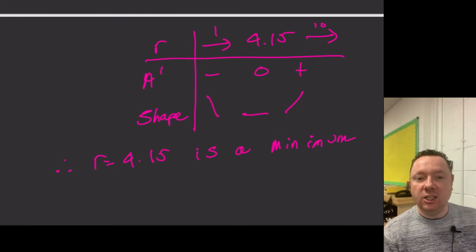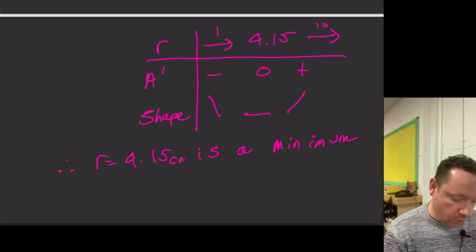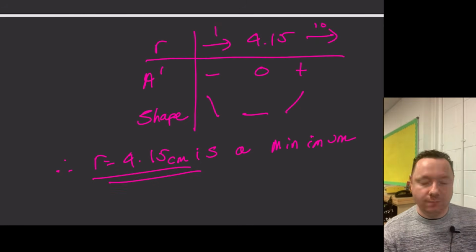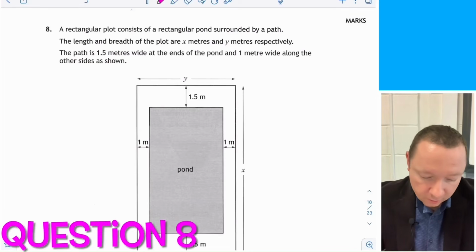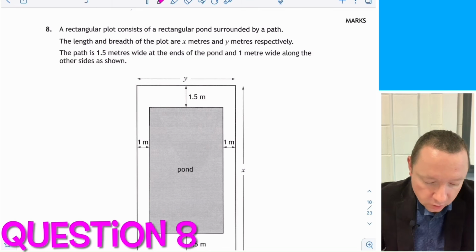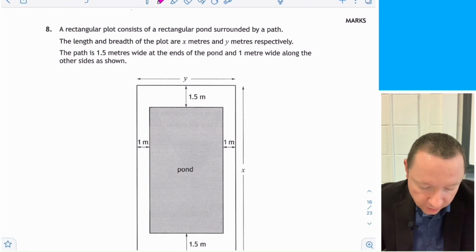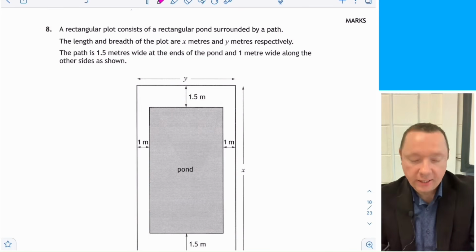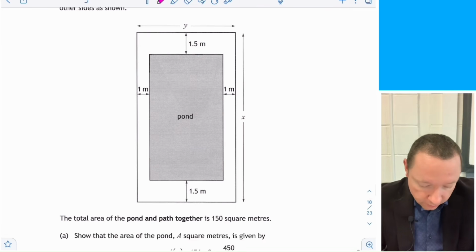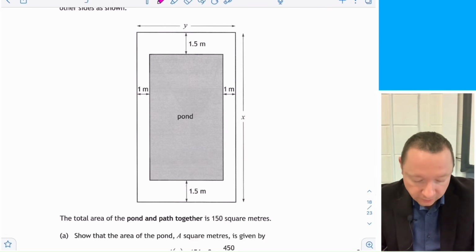Notice it didn't ask you to work out the area, so we're just working out the radius, so we're done there. Question 8. A rectangular plot consists of a rectangular pond surrounded by a path. The length and breadth are x and y, and the path is 1.5 metres wide at the pond ends and 1 metre on the other sides, as shown. The total area of the pond and the path is 150.